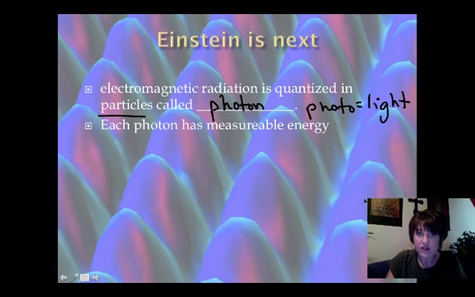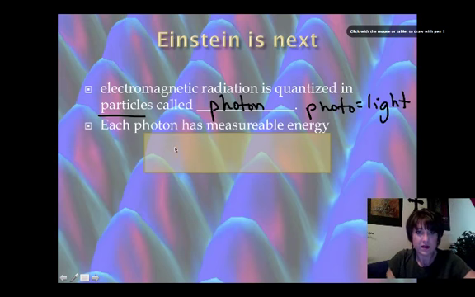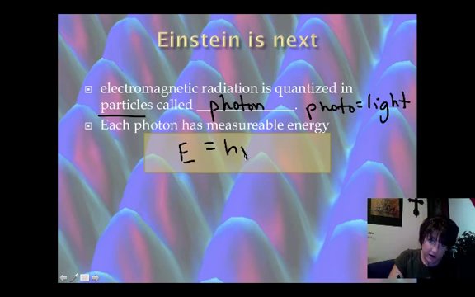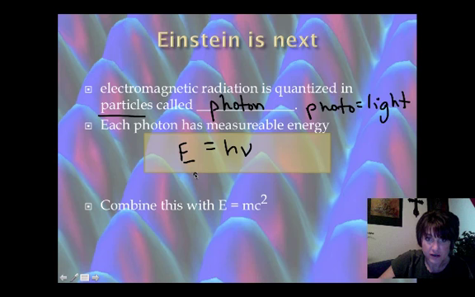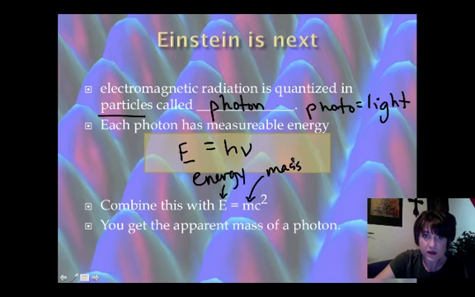And he said that each photon has some measurable amount of energy that is, just as Planck said, Planck's constant times the frequency. And then we'll combine this with his most famous equation, E equals mc squared, which relates matter to energy. How are matter and energy related? Through this equation right here, where E represents energy and m represents the mass. So we can get to the mass of a photon, the apparent mass of a photon, according to this equation.